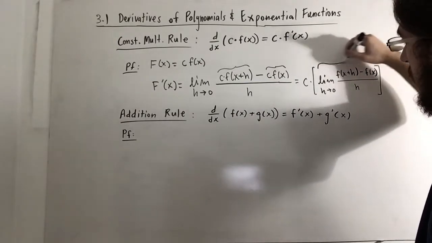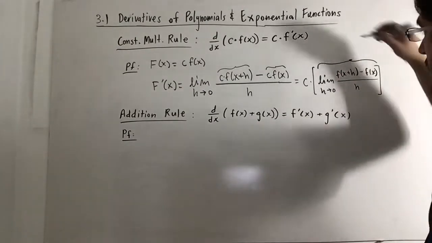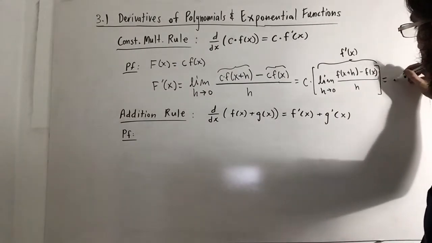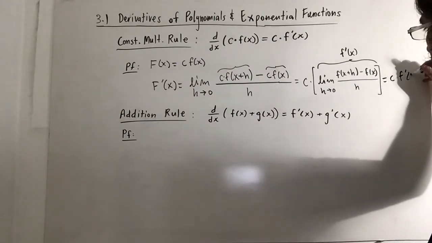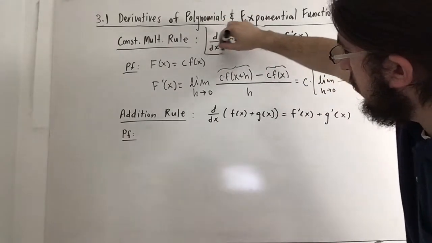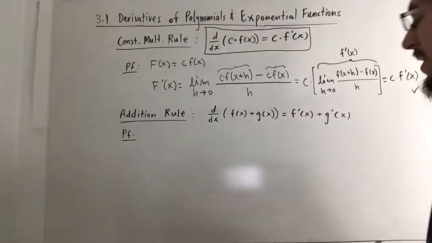And if you don't recall, what does this look like? What does it remind you of? It's just f prime of x. And that proves it, because now we can say that this is just c times f prime of x, and that completes the proof. So we can box this and throw this on our list of rules. And now on to the next one.